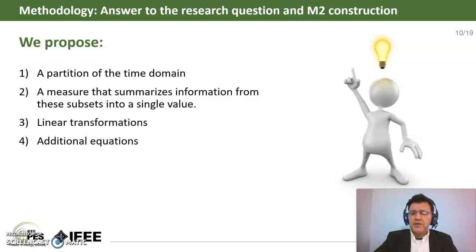2. A measure that summarizes information from these subsets into a single value. In this case, we use the mean value. For instance, if a subset consists of 1,000 time periods, instead of having 1,000 values, we have a single value, the average of those values, which represents the subset. Items 3 and 4 will be explained on the following slides.